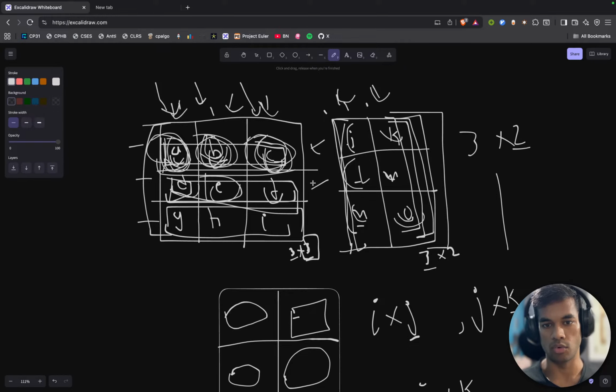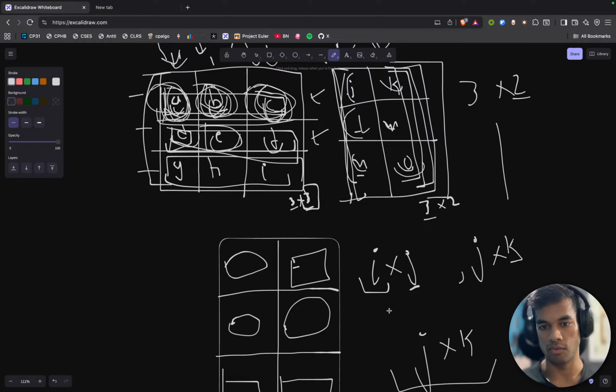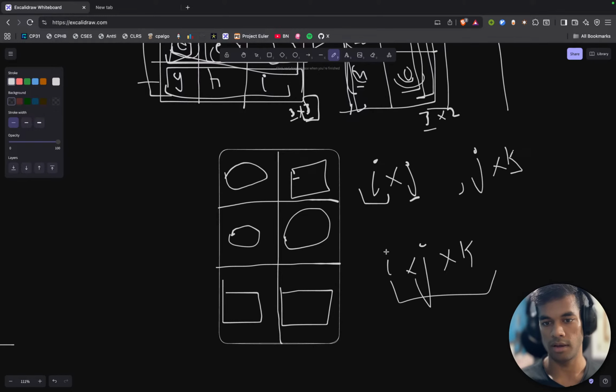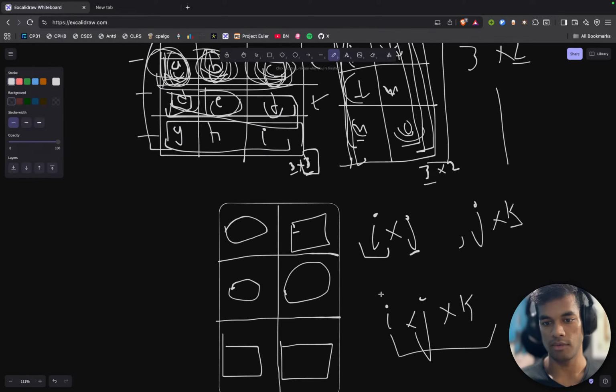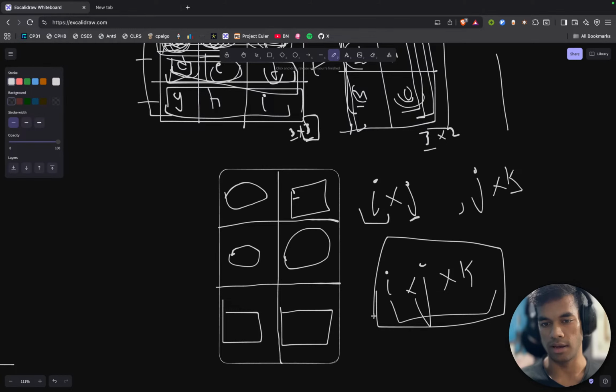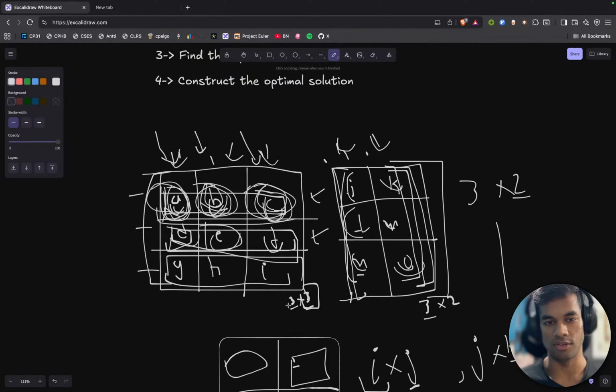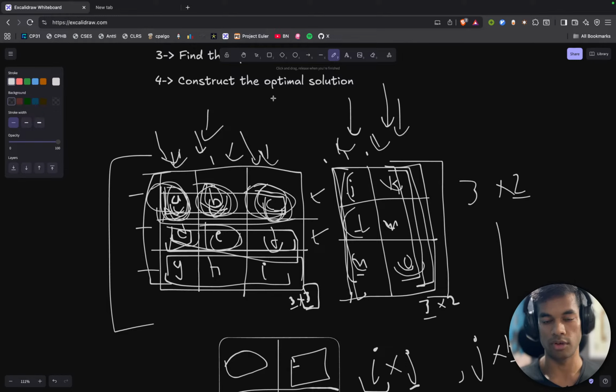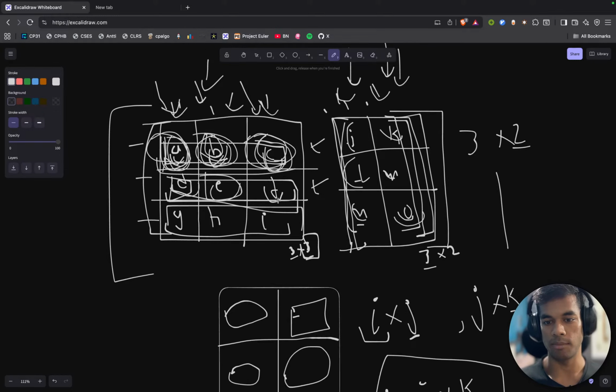So multiplied by i, in total we will have i into j into k scalar multiplications. Why is that? Because each column here will be multiplied by each column here, and in total there are 3 rows. So that whole process of multiplying columns will be done 3 times over.